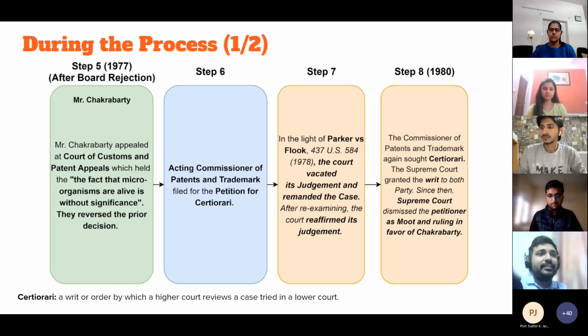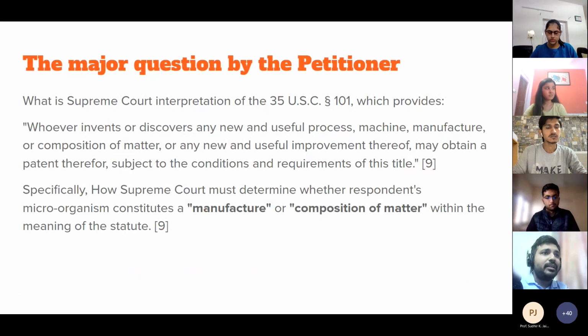The Acting Commissioner of Patents and Trademarks filed a petition for certiorari. They re-examined the case and reaffirmed its judgment. The Commissioner of Patents and Trademarks again sought certiorari. Since then, the Supreme Court dismissed the petitioner as moot, ruling in favor of Chakrabarti. The major question asked by the petitioner was whether the respondent's microorganism constitutes a manufacture or composition of matter within the meaning of the statute.